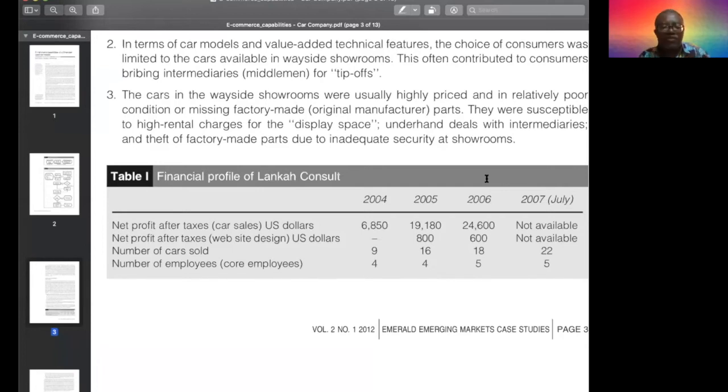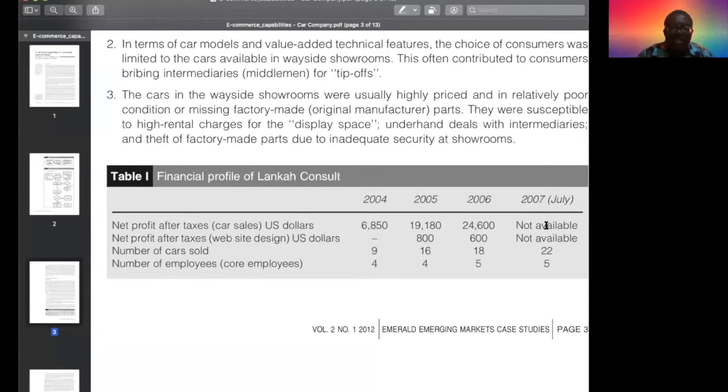In 2004, it made $6,850. By 2006, it had made $24,600. I told you that some of the data may be available, others may not be available. So you see, the 2007 data was not available, but I went there in 2006 to collect my data, so it's possible that 2007 is not available. Okay, so that's very good.